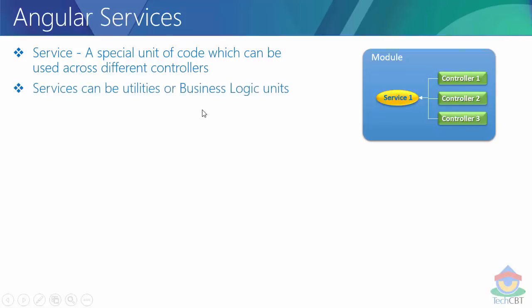Services can usually be utilities or business logic units. Whenever you are writing any kind of code as part of a service, you have to consider that code to be almost independent of that particular controller. So whatever code you write as part of a service usually belongs to some kind of utility code or business logic. Whenever I say business logic, most likely it might be communicating with a web service, retrieving the results, and then passing back the information to the respective controller.